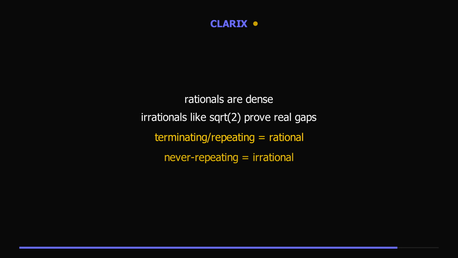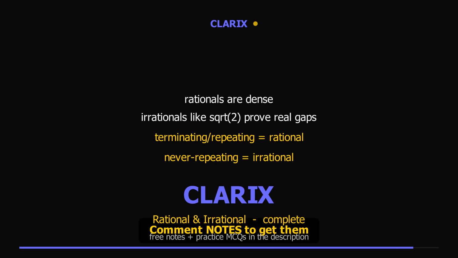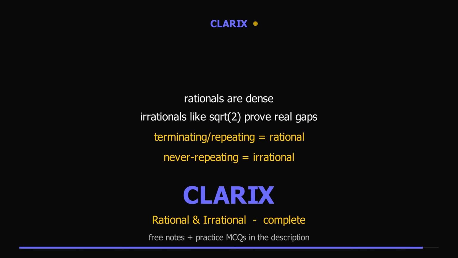Rational numbers are dense, infinitely many between any 2 points. Yet irrational numbers like root 2 prove real gaps still exist, and together they build the complete real number line. Decimals give away which is which. Terminating or repeating means rational, never repeating means irrational.